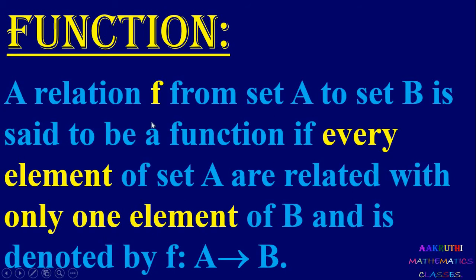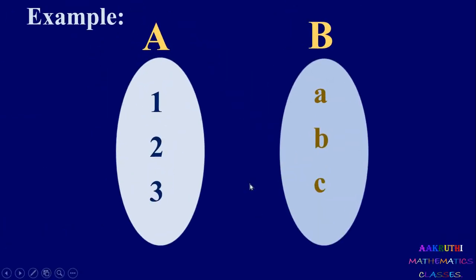So therefore, a relation f from set A to set B is said to be a function if every element of set A is related with only one element of set B. And it is denoted by f from A to B. So this is the notation for a function. A function is denoted like this. It is f from A to B. So we consider one example.